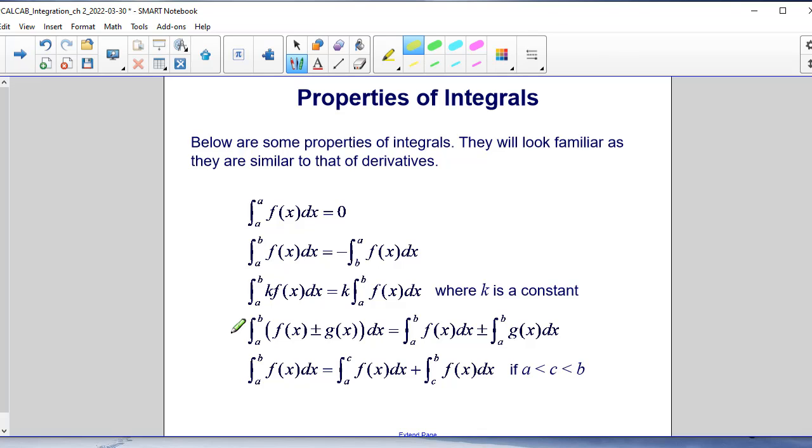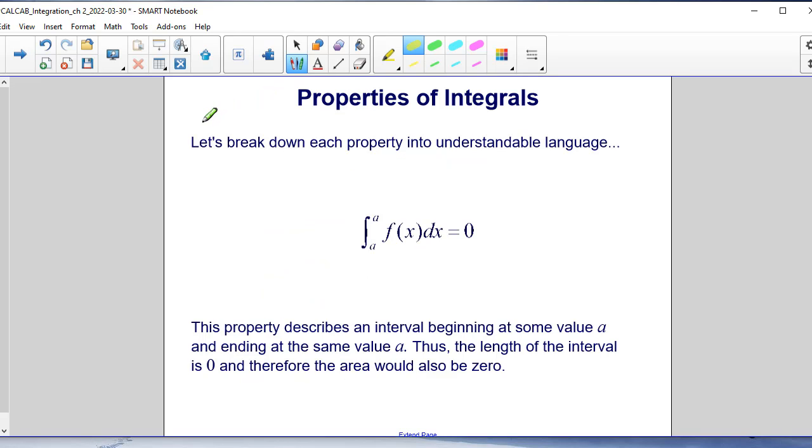Our fourth one, we have the integral of a to b of f of x plus or minus g of x dx is equal to the integral of a to b f of x dx plus or minus the integral of g of x dx. And then finally, we have the integral of a to b of f of x dx is equal to the integral of a to c of f of x dx plus the integral of c to b of f of x dx, where c is in between the endpoints a and b. We're going to discuss this more in depth as we look at each one of these properties individually.